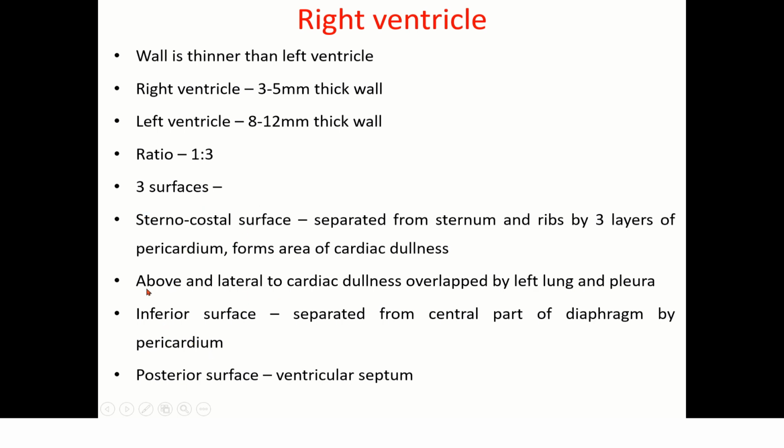So the right ventricle has three surfaces. Don't confuse this with the surfaces of the heart; these are only the surfaces of the right ventricle. The first one is the sternocostal surface. It is separated from the sternum and ribs by three layers of pericardium and forms the area of cardiac dullness. Above and lateral to the cardiac dullness, it is overlapped by the left lung and pleura. The inferior surface is separated from the central part of the diaphragm by pericardium, and then the posterior surface. The posterior surface of the right ventricle is nothing but the ventricular septum.